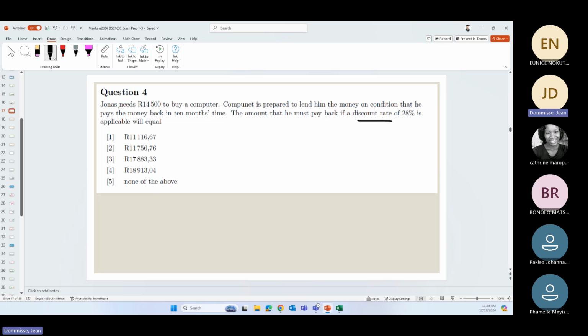Okay, so Jonas needs 14,500 to buy a computer. CompuNet is prepared to lend him the money on a condition that he pays the money back in 10 months' time. The amount that he must pay back if a discount rate of 28% is applicable will be.